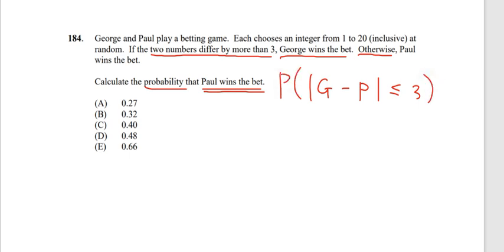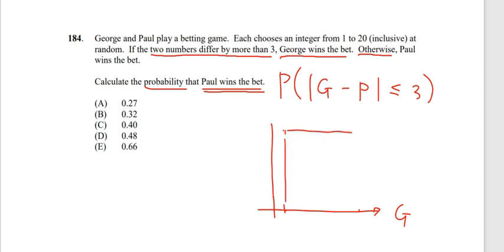Okay, so what are G and P? G is the number they pick from 1 to 20, and P is also a number from 1 to 20. So let's say here's G, from 1 to 20, and P is also 1 to 20. Okay, so this just forms a square.